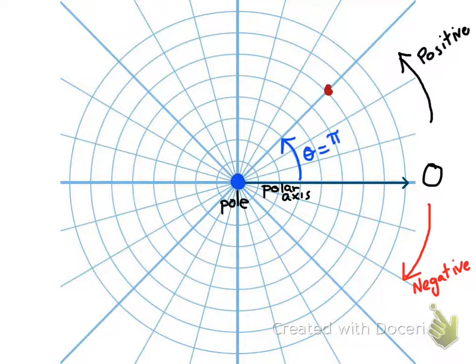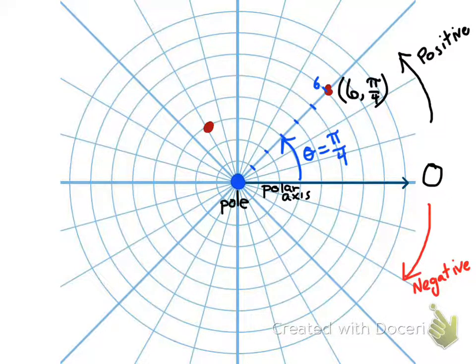So let's pick a point. I've named a point up there, and you can see that the angle for that point away from the polar axis is pi over 4, and that the distance is 6. Therefore, the coordinates of that point are 6, pi over 4. Sound pretty simple? It actually is pretty simple once you get used to the system.